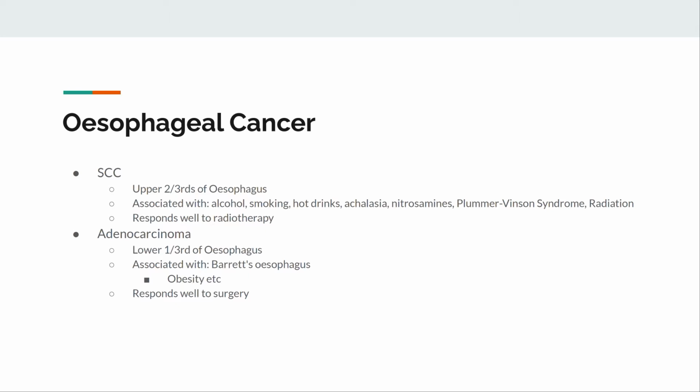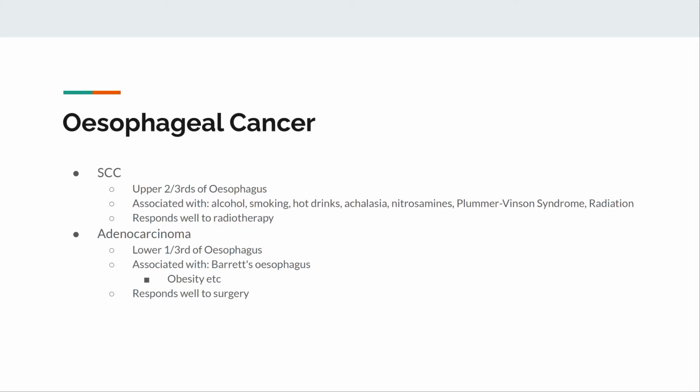Radiation exposure, say someone's having radiation for a head and neck cancer, their esophagus will be in the way of that beam, and then later in life they might get cancer from that. And it responds well to radiation therapy.